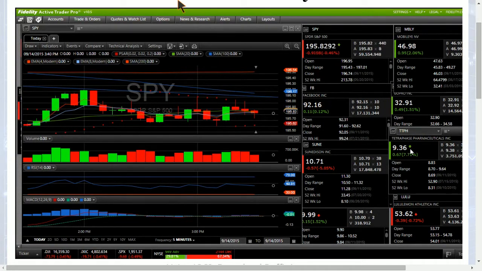TTPH pulling back from 9.50. Looks like we might see a little bit of a struggle there into the end of the day. 33 minutes left to go.